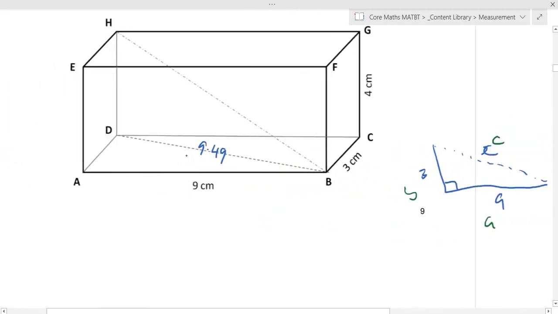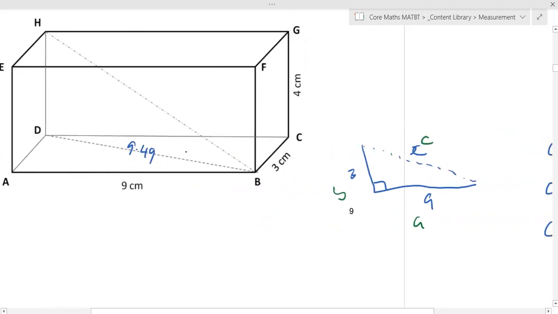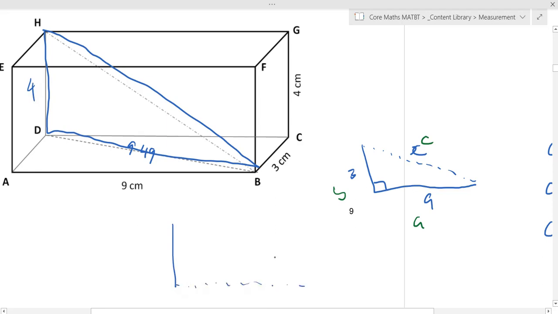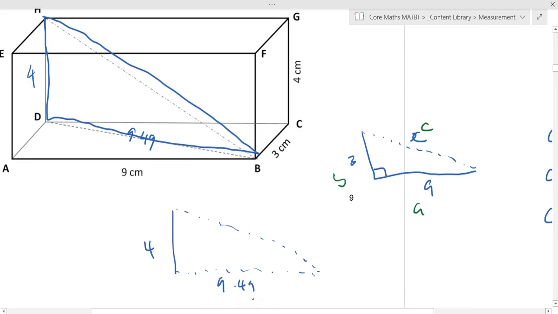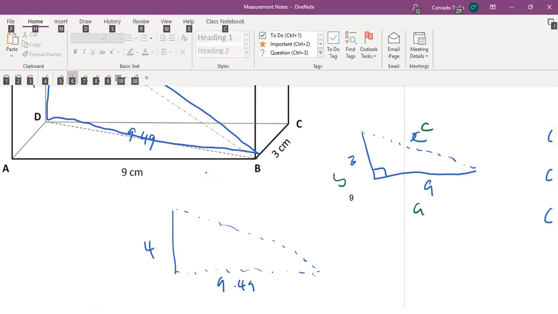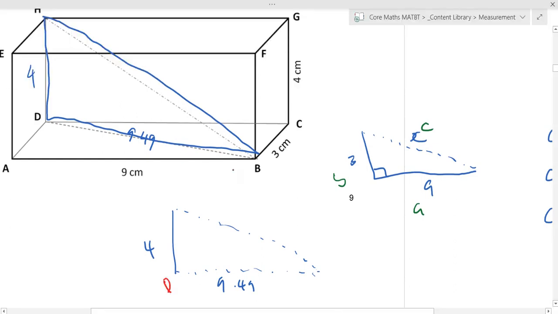Now I'm going to ask somebody, what's the other triangle going to look like? What are the dimensions? If this is 9.49, I'm looking at this triangle. Dylan, what would the dimensions be of this triangle? So that's 9.49. What would this be? 4. Good. So my triangle now looks like this. Dotted lines here. This is 4 and this is 9.49. And in case you can't make sense of it, this triangle follows this. So that's the D corner, this is the B corner, and this is the H corner.